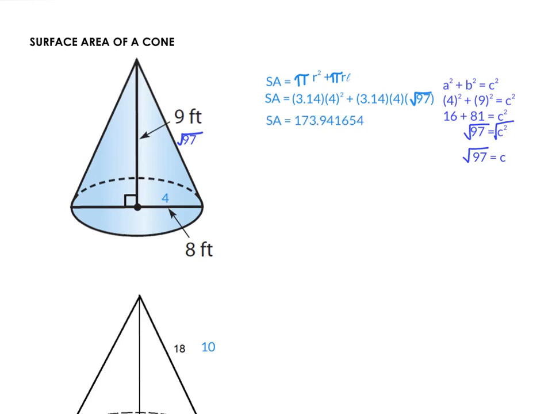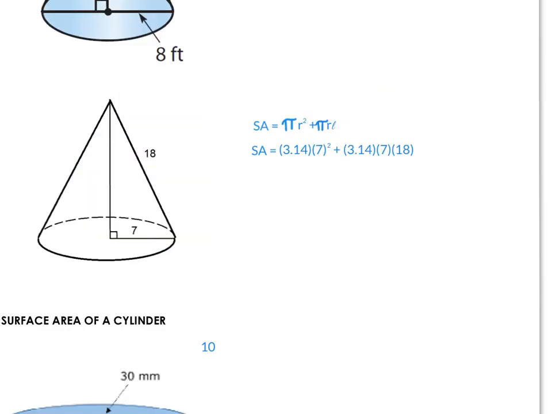Surface area equals 173.941654. I'm going to again round to the nearest tenth, so 173.9. And then our units now are squared because area is squared, not cubed. This is area, not volume. Okay, so that's going to be the same for cone for the next one, just using that same formula.